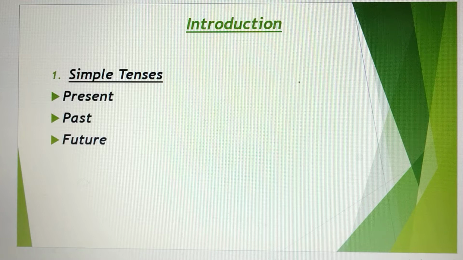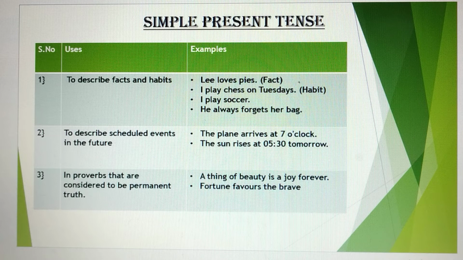Present tells time now. Past tells time then. Future tells time to come. These tenses are further subdivided. Let us now look at simple tenses. Simple tenses, like simple present tense. First we take simple present tense.